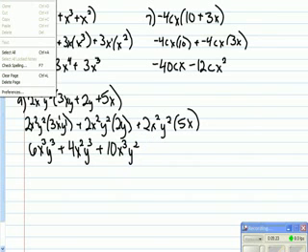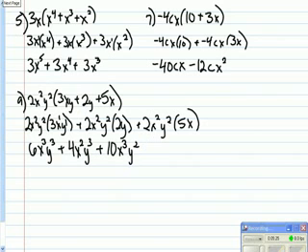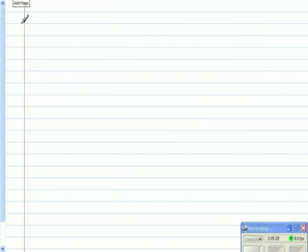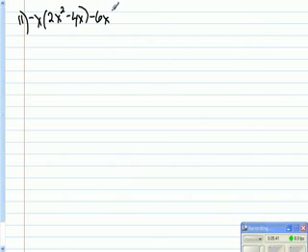Moving on to number 11. Number 11 is the same idea, just a little extra step in there. And it does say simplify, so we're going to have to make sure all our like terms are together.